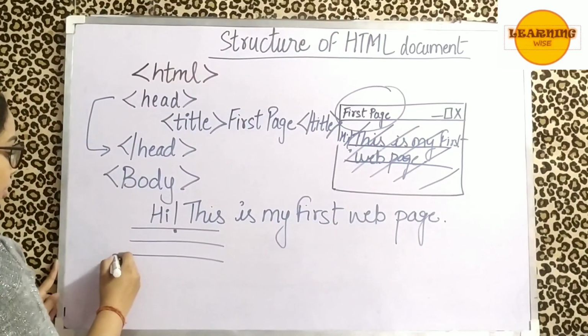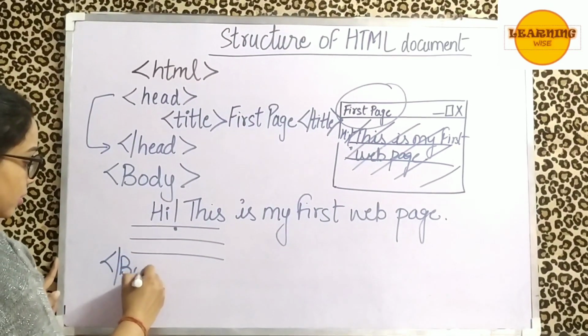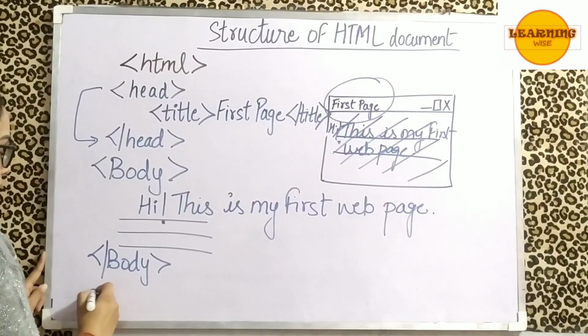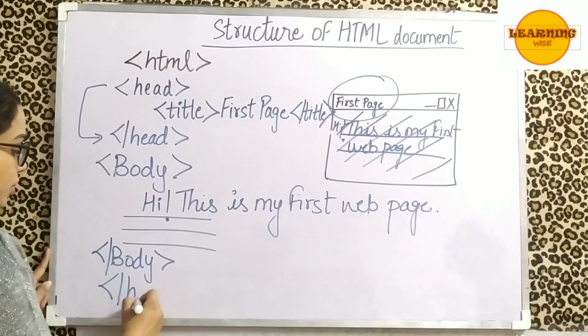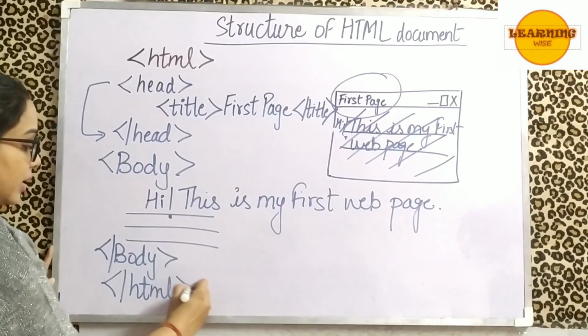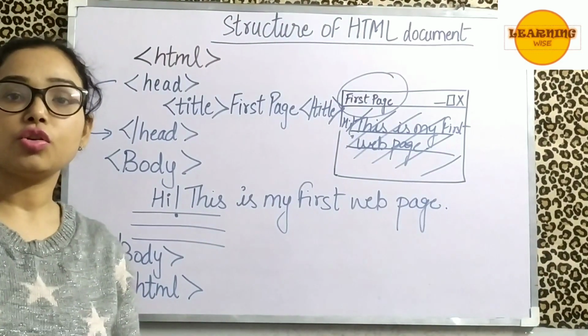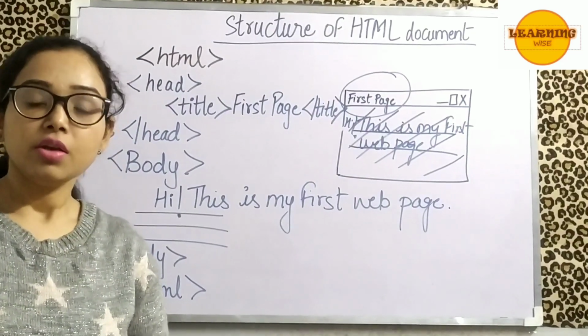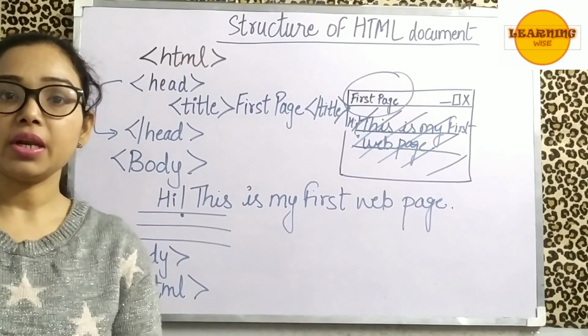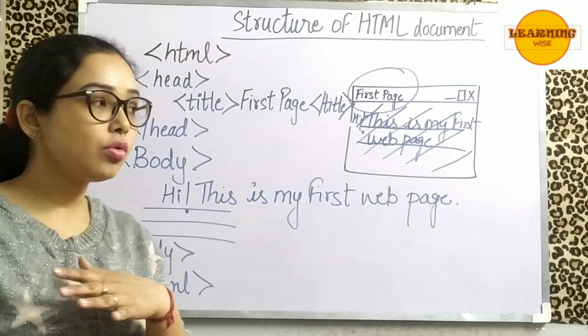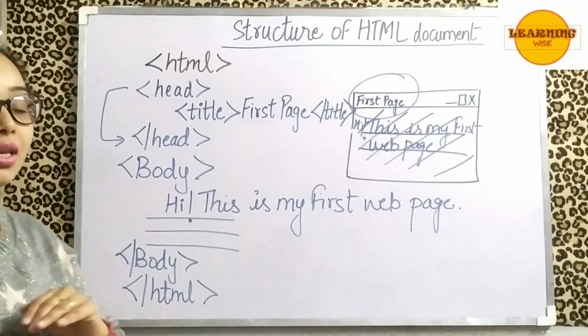After that, you have to close the body tag, because body is also a container tag. And at the bottom, you have to close the HTML tag. Again, it is a container tag. So this is the basic structure of an HTML document, which you always have to remember and abide by. You just cannot change the structure in any way.